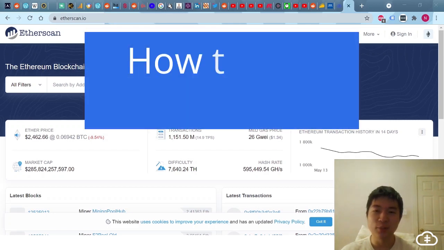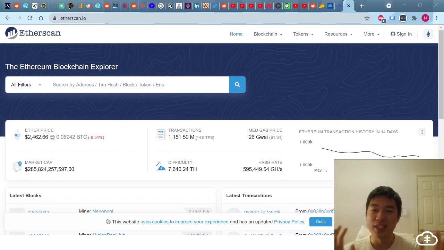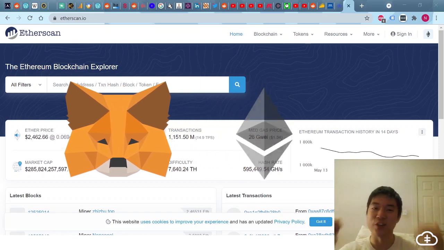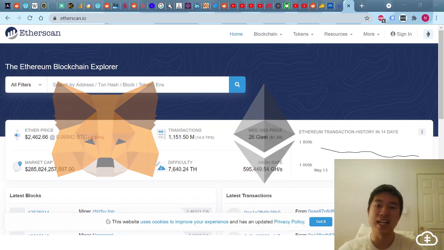Hi guys, today we're going to go over how to use Etherscan. And this is going to be a superpower if you know how to use it correctly. So if you're new to crypto, you have all your coins on Coinbase, and you've just set up your MetaMask and you're ready to do some transactions on Ethereum, this is where you want to be. Okay, let's dive into it.